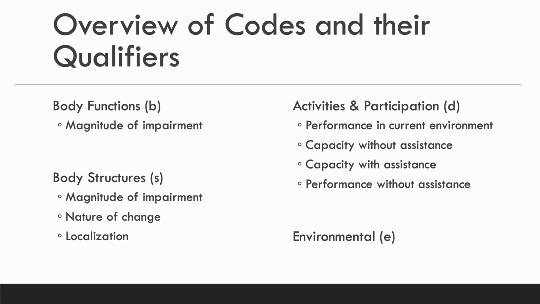So looking at the overview of codes and their qualifiers, each component has a letter associated with it. The qualifiers are listed below each component. As you can see down here, body functions, body structures, activities and participation, and environmental. The environmental codes also have qualifiers associated with them, but they will not be fully explained here because they're described in a different format than the other qualifiers.